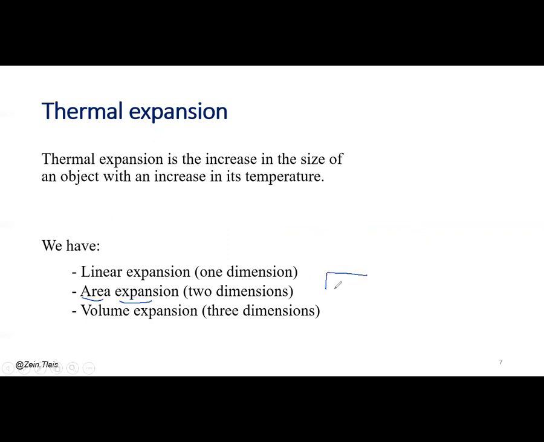For example, we have a paper like this. We have A and B. If we change the temperature, we will increase the length of this object and the width of this object. We get, for example, something like this. Here we have A prime and we have B prime. Initially we have T, finally we have T prime, so T prime is bigger than T. Okay, by increasing the temperature, we increase the area or the length of the objects.